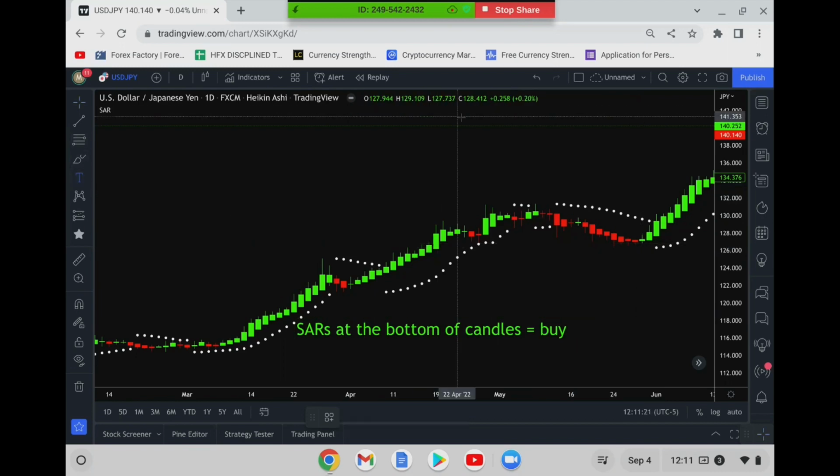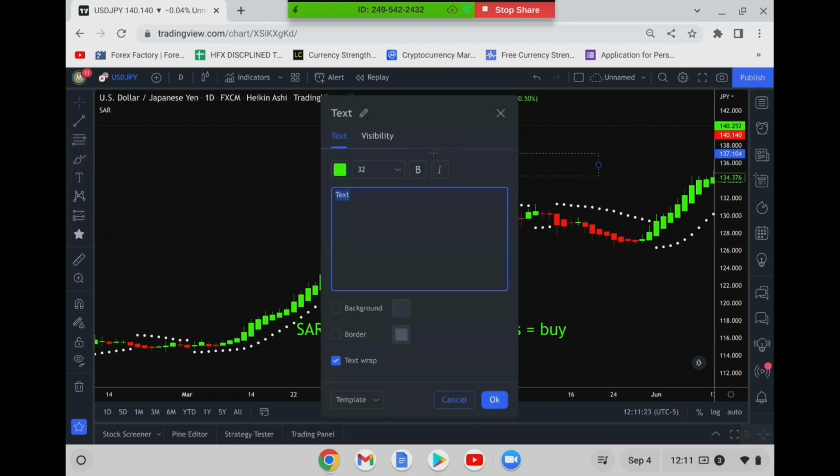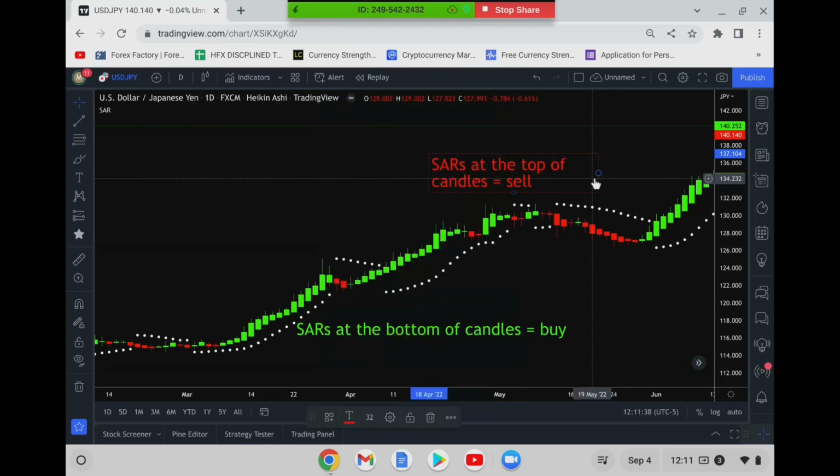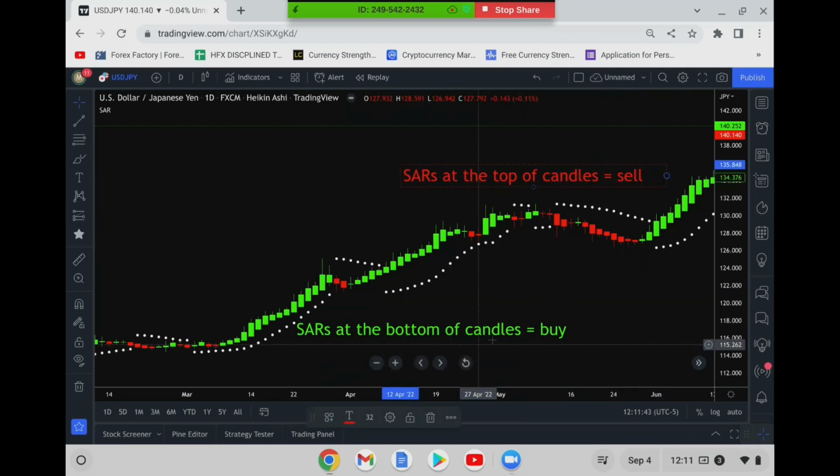So when you have your Parabolic SARs at the top, that is going to be an indication for us to sell, all right? SARs at the bottom, buy signal, SARs at the top, sell signal. So this indicator is going to work best when you are trading with the trend and when you are looking for reversals in the market.